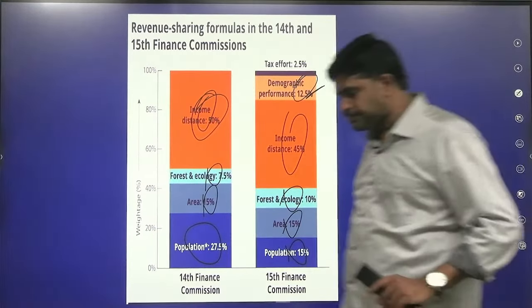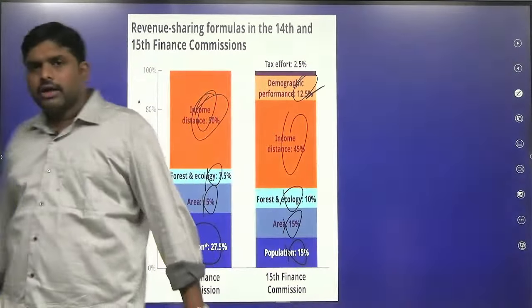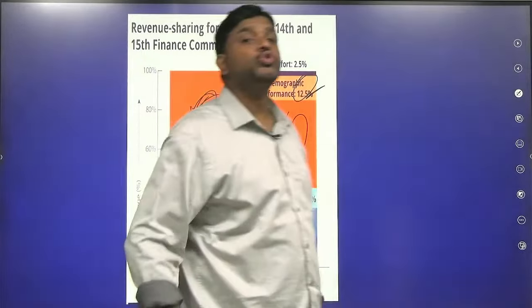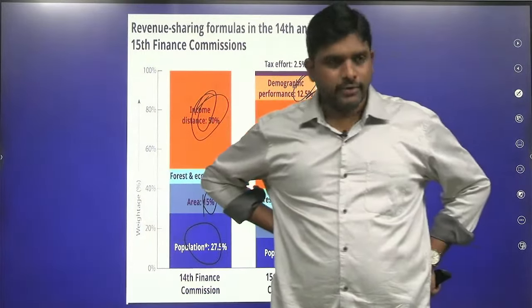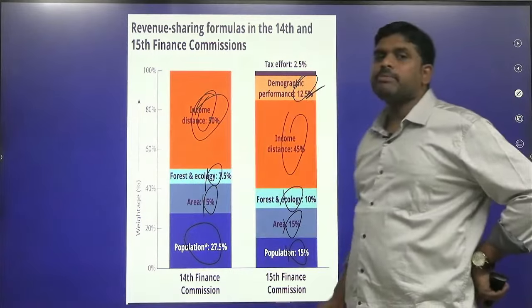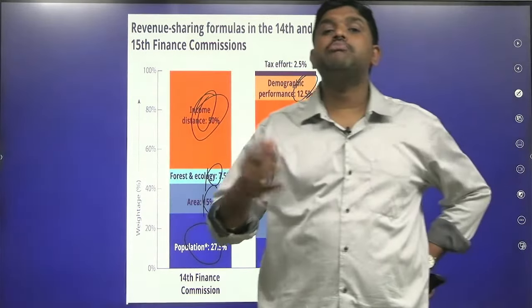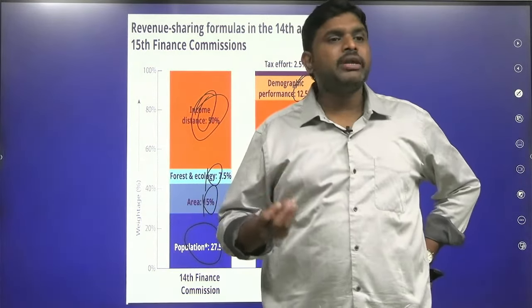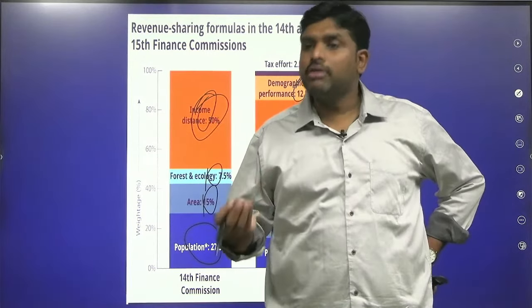Now you see, in the 15th Finance Commission, South India is losing. Why? Because here demographic performance counts, and where the population is more, they will get more funds.